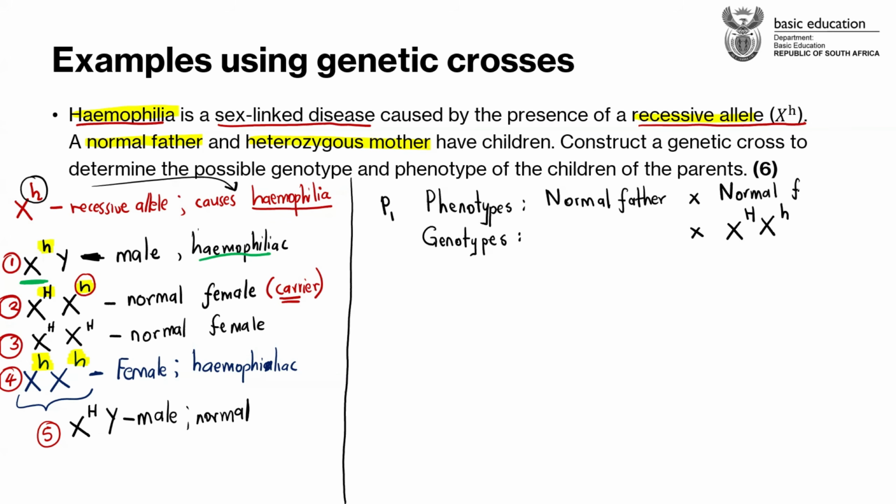Do not mention that she's heterozygous in the phenotype. It's not really necessary, but they can sometimes mark you right. But usually you just tell us the phenotype. She's normal. And then obviously the father, we already know must have an XY. So this is XY. That is the chromosome set for the males, XY.